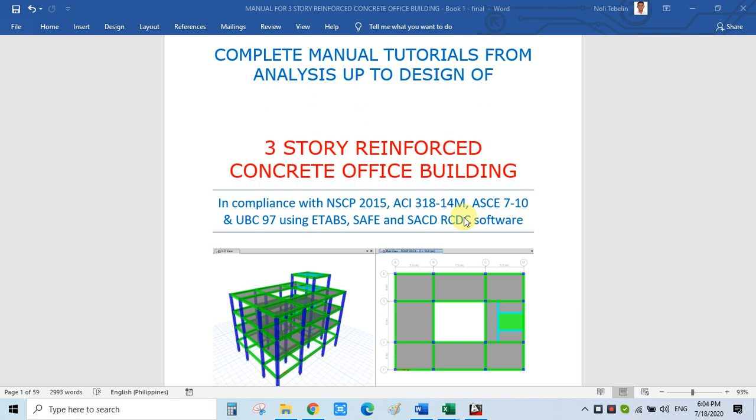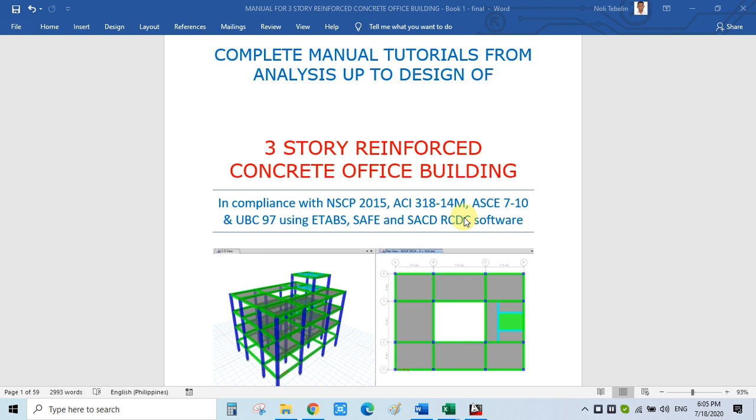So we will use ETABS software. ETABS is an extended three-dimensional analysis of building systems. Then we will use SAFE software for the slab analysis and design. So we will determine the slab thickness and the serviceability requirements using SAFE software before we proceed to building analysis.